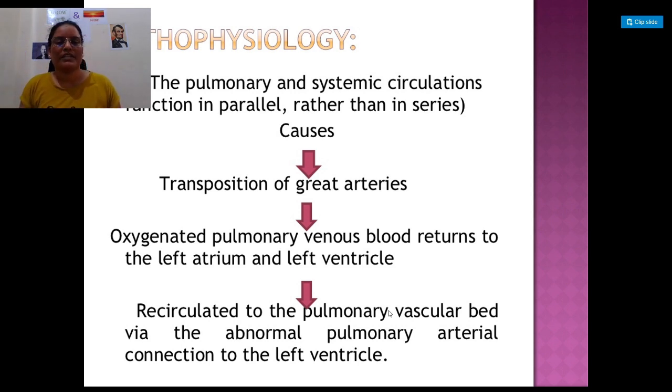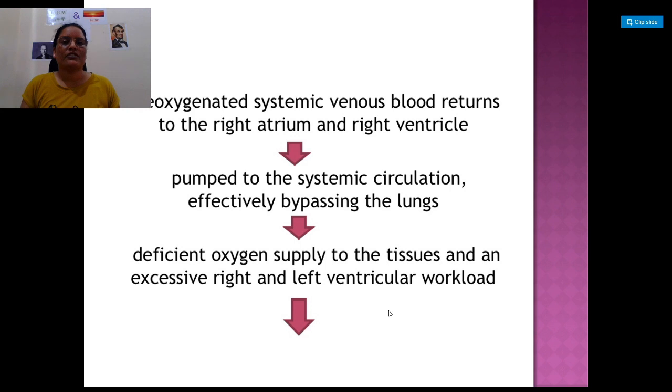Recirculated to the pulmonary vascular bed via the abnormal pulmonary arterial connection to the left ventricle. Then deoxygenated systemic venous blood returns to the right atrium and right ventricle, which gives that deoxygenated blood to the aorta, and the aorta again circulates it in the whole body, pumping to the systemic circulation and effectively bypassing the lungs. This causes a deficient oxygen supply to the tissues and an excessive workload on the right and left ventricles.